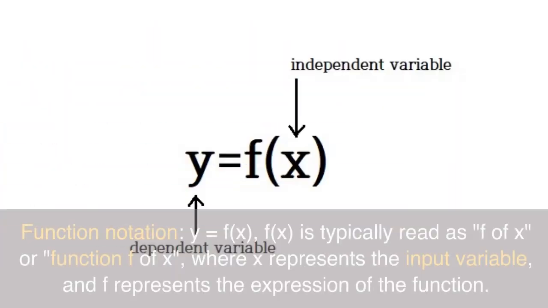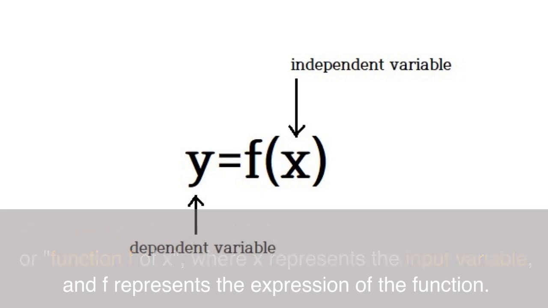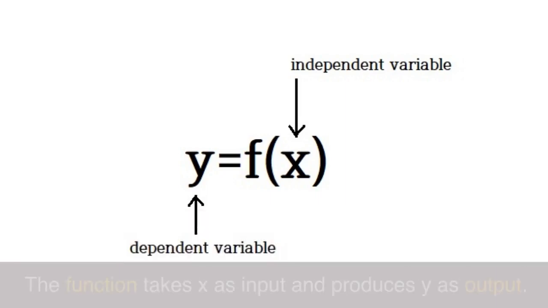Function notation: y equals f(x). f(x) is typically read as "f of x" or "function f of x," where x represents the input variable, and f represents the expression of the function. The function takes x as input and produces y as output.